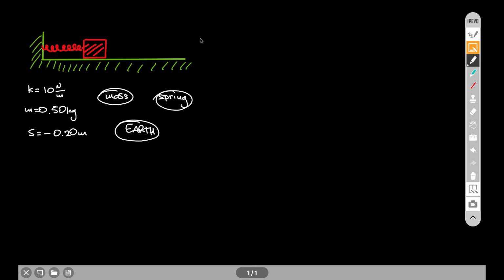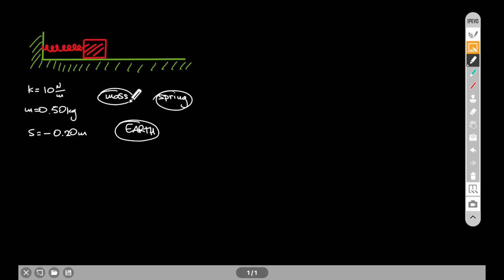So what I have here is a mass, and I know that the mass is half a kilogram. I have a spring, an ideal spring. The spring constant is 10 newtons per meter. This is the wall, and this is, let's say, the floor. And what I have started doing here is drawing the system schema.